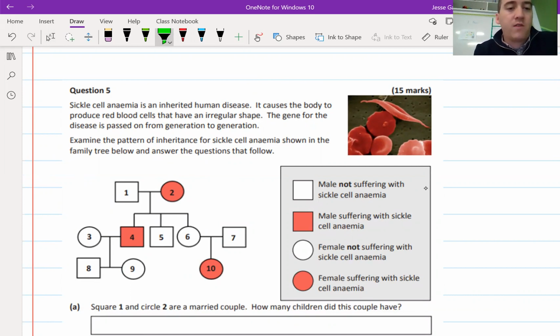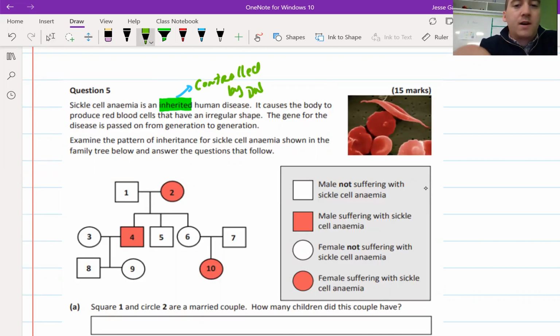First of all, it says sickle cell anemia is an inherited human disease. So it's a disease, and the important thing here is that it's inherited. What that means is it can be passed from one generation to the next. So this means it's controlled by DNA. It means you can get it from your parents. If they had it, you could possibly have it.